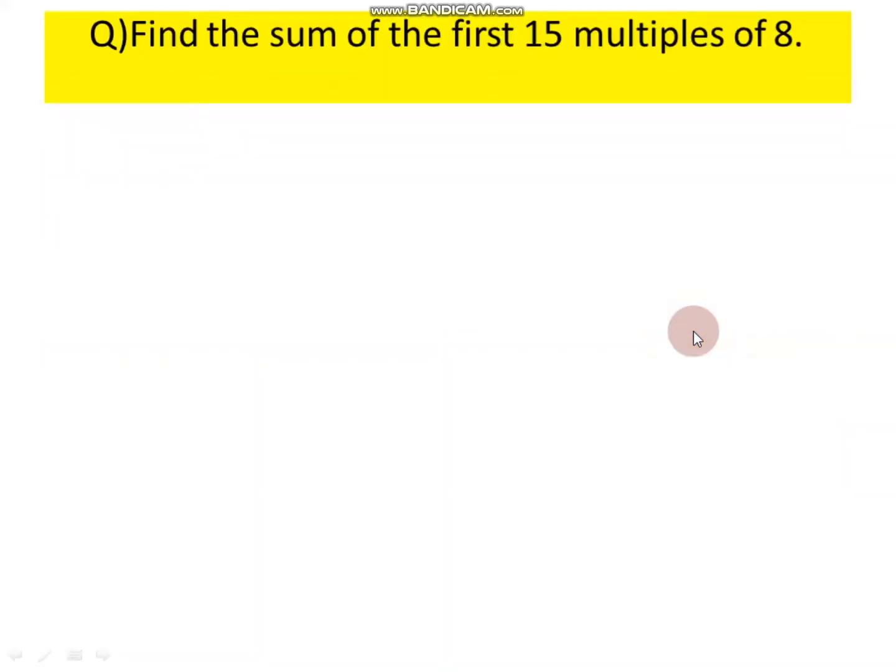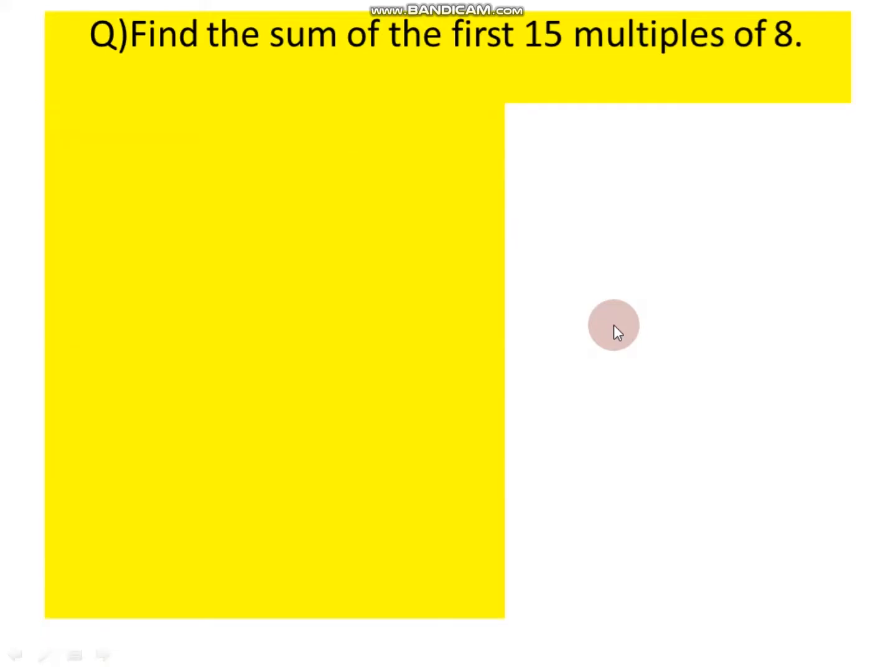Find the sum of the first 15 multiples of 8. So we have to find the sum of 15 multiples of 8. So let us write which are the 15 multiples of 8. So in the solution let us write the multiples of 8: 8, 16, 24, 32, etc. The last number which is the multiple of 8 is 120.